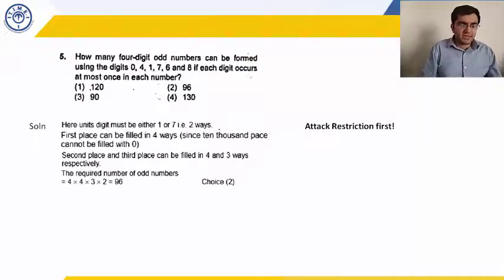So in this, again, you attack restriction first, but the more important restriction was for the last digit. So last digit was filled in 2 ways, and then the first digit in 4 ways, second place in 4 ways, third place in 3 ways. So you got this answer.